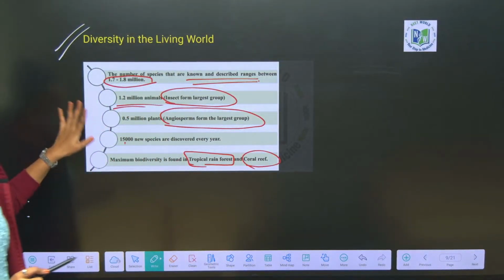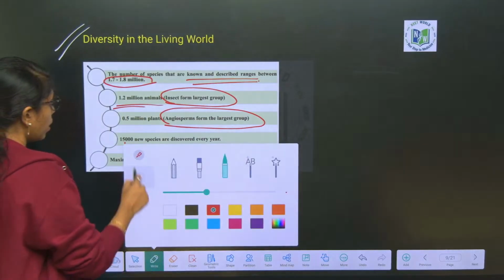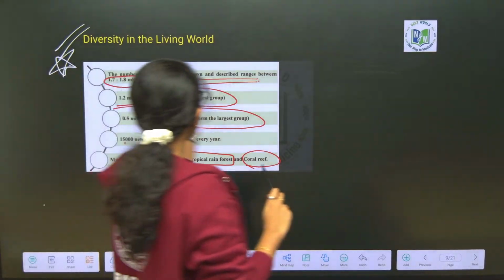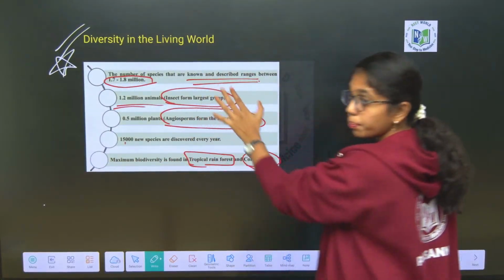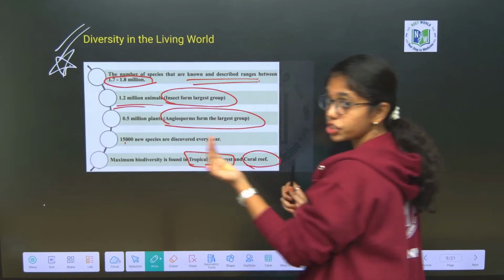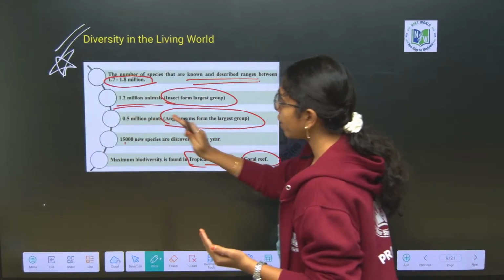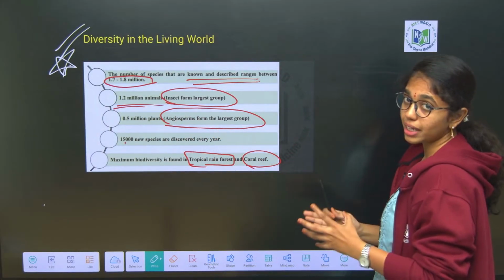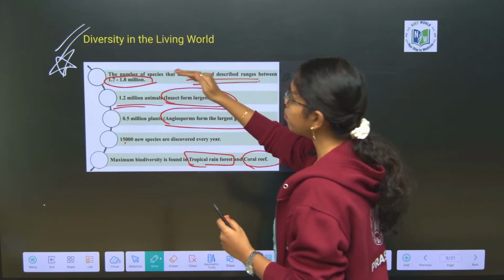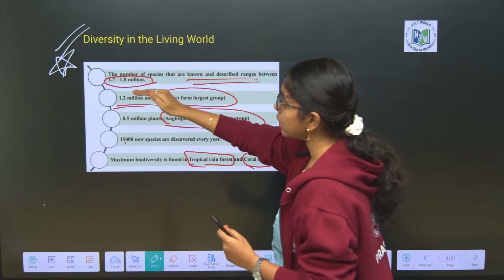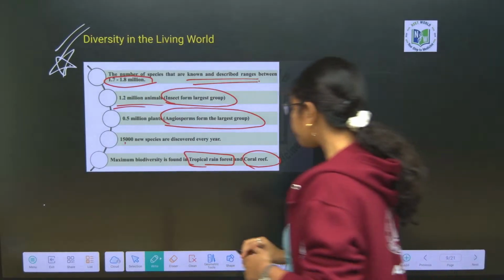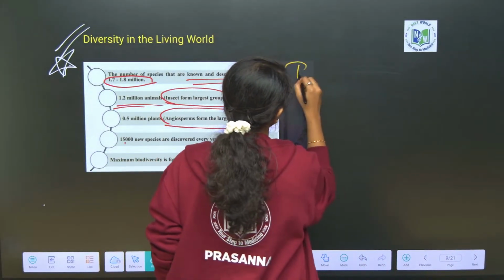These points connect to ecology and are very important. We may expect questions over here. All the ranges of numbers are important: 1.2 million animals, of which insects are the largest group, 0.5 million plants, of which angiosperms are the largest group. And how many described species? It is 1.7 to 1.8 million. Clear till here, right? Now, we will discuss binomial nomenclature.